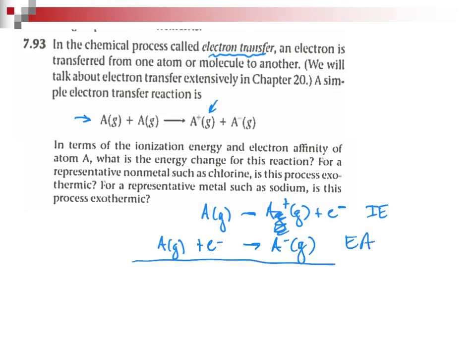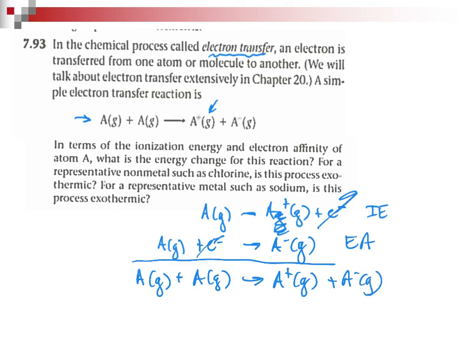What happens if I add these two things together? Well, I would have A gas plus A gas going to form A plus gas and A minus gas. Both of these electrons drop out. So this is a hypothetical problem. What's the energy change for the reaction? For an element such as chlorine, is this process exo or endothermic? For sodium, is it endo or exothermic? I will leave that to you because students didn't struggle with that.